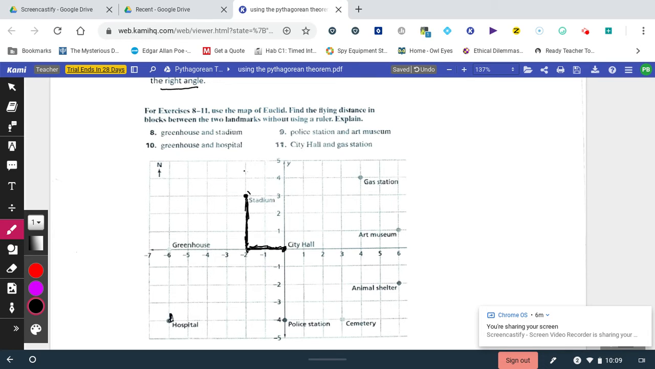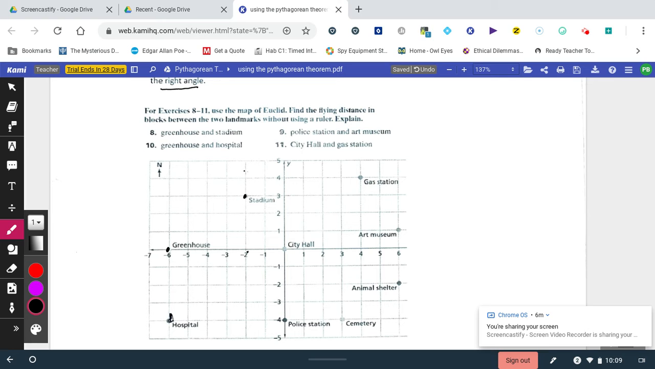All right. So if you fly, we're talking about that straight line distance again, guys. So from here to here, which means we're looking for the hypotenuse, which is C. All right, let me erase this. I just wanted to explain why they say they're looking for the flying distance. All right, so number 8 says we want to fly from the greenhouse to the stadium. So here's the greenhouse and there's your stadium.